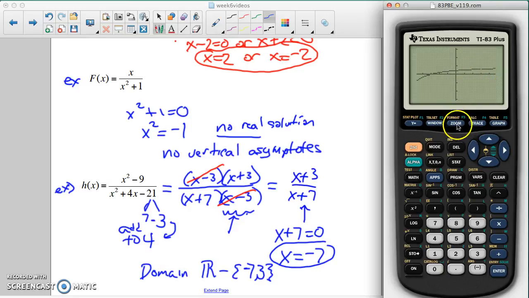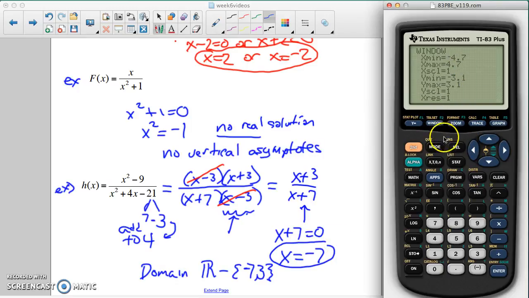And if we did a trace on this function, and we went to the right, since it's going up by tenths, we could see that at 3 there isn't a spot. There's a hole there. But anything in between that, there are values. Now we don't see the vertical asymptote at negative 7 because I zoomed in on this, so my window is very small.